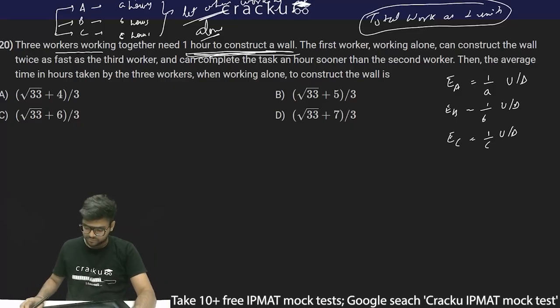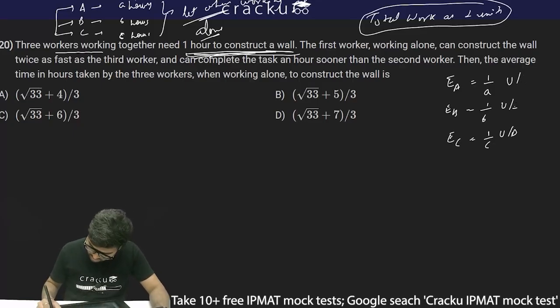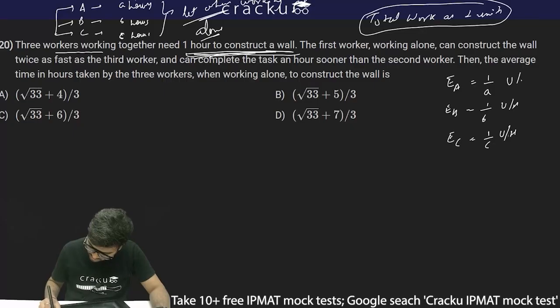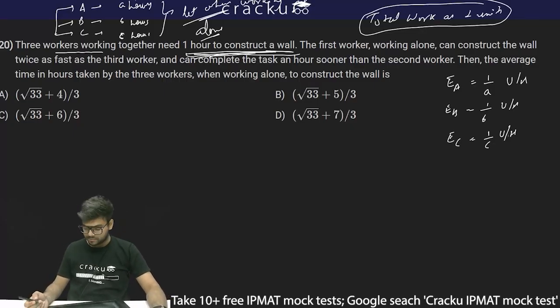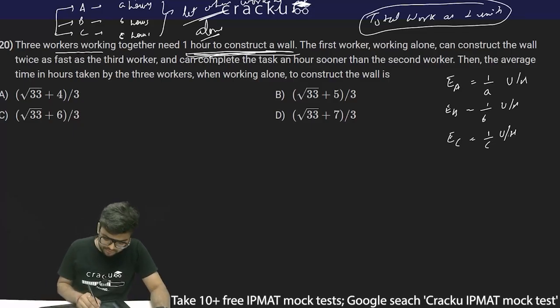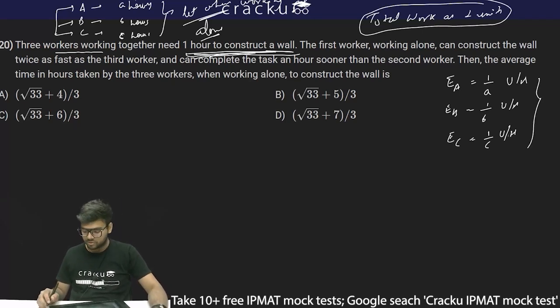Now A, B, C. Now the efficiency of A is equal to 1 upon A units per hour, 1 upon B units per hour, and 1 upon C units per hour. The first, so now it is taking 1 hour to construct a wall. So when they are all working together, they are taking 1 hour to construct a wall.